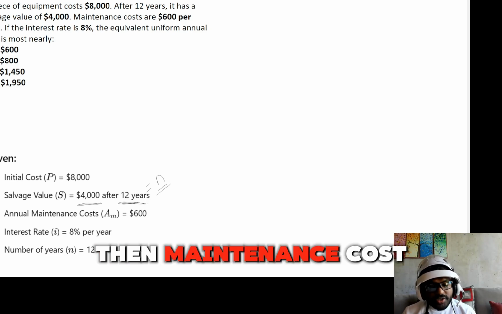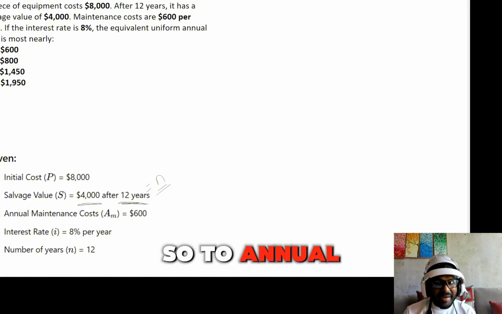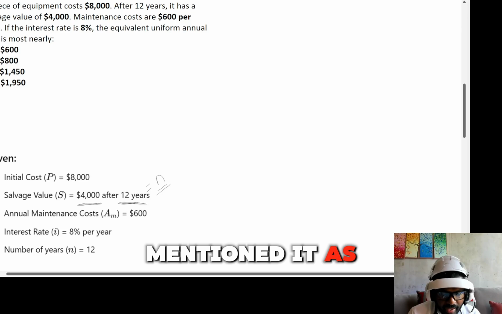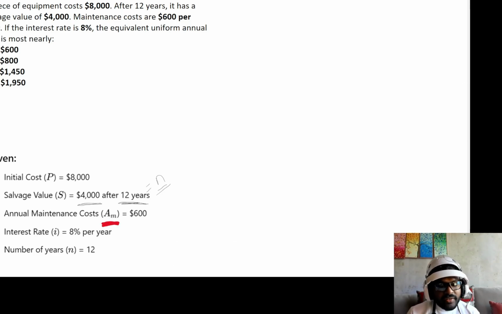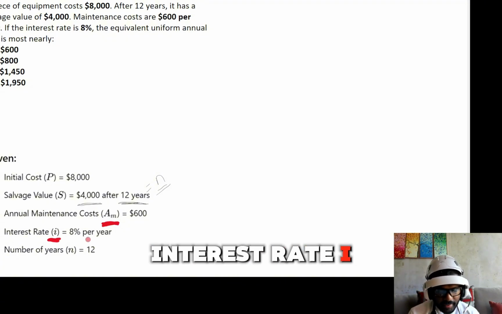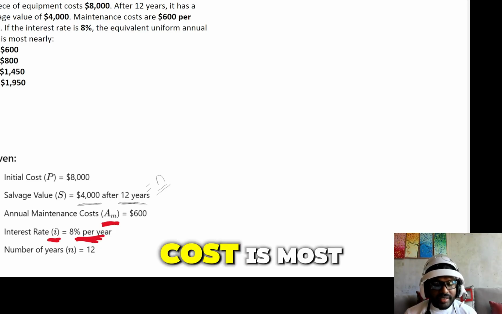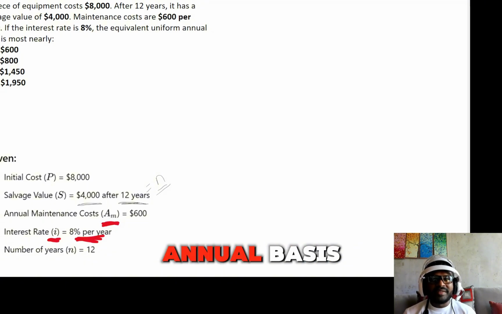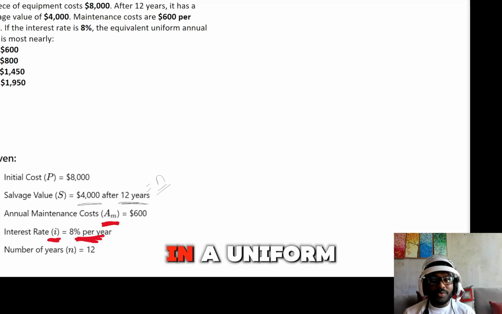Then maintenance costs are $600 per year. So it's an annual maintenance cost. That's why I mentioned it as A. That's very important, guys. Then, if the interest rate is 8%, that means your interest rate I will be 8%. Equivalent uniform annual cost is most nearly. That means on an annual basis, how much is it costing you in a uniform way?